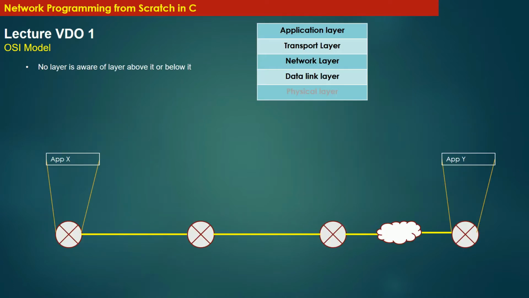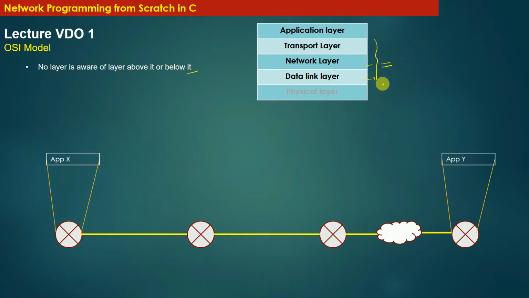So going forward, no layer is aware of the layer above it or below it. Note that the data link layer doesn't know that the layer on top of it is the network layer. The network layer doesn't know that the layer on top of it is the transport layer, or that the layer below it is the data link layer. So each layer works independently, right? We will understand more about how these layers stack together to accomplish the networking subsystem functionality.